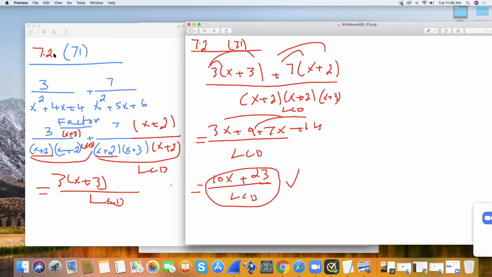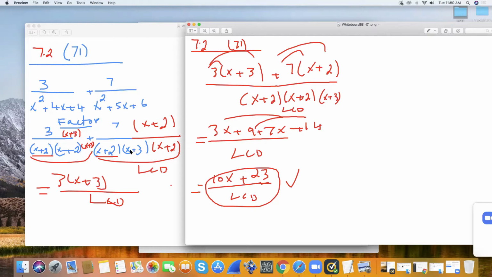Let's start over again from here. So we had two fractions with different denominators. First, we had to factor both. We did here and here. Then they weren't the same. One has x plus 2, the other one had x plus 2, x plus 3.